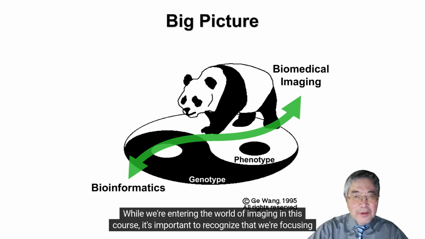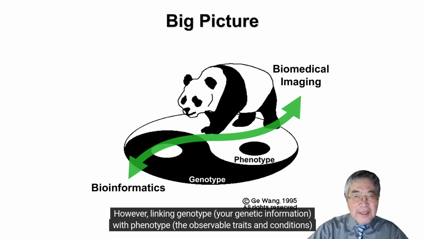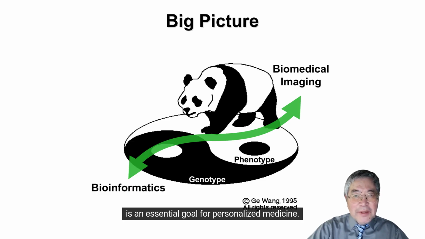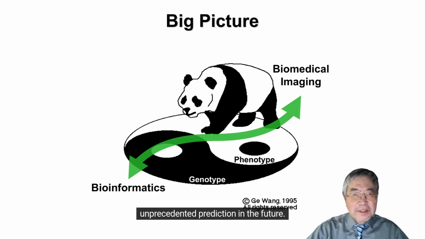While we're entering the world of imaging in this course, it's important to recognize that we're focusing primarily on phenotype, how imaging allows us to visualize and analyze the body's structures and functions. However, linking genotype, your genetic information, with phenotype, the observable traits and conditions, is an essential goal for personalized medicine. This connection between the two will allow for more accurate diagnosis, more effective treatment, and unprecedented prediction in the future.